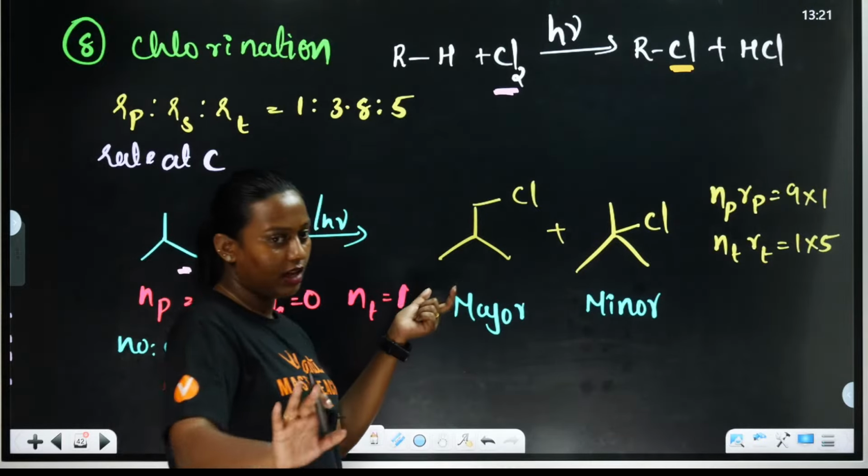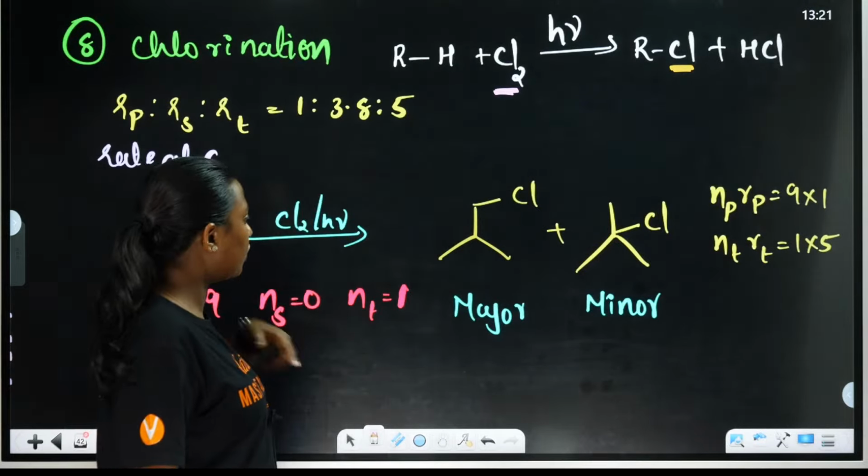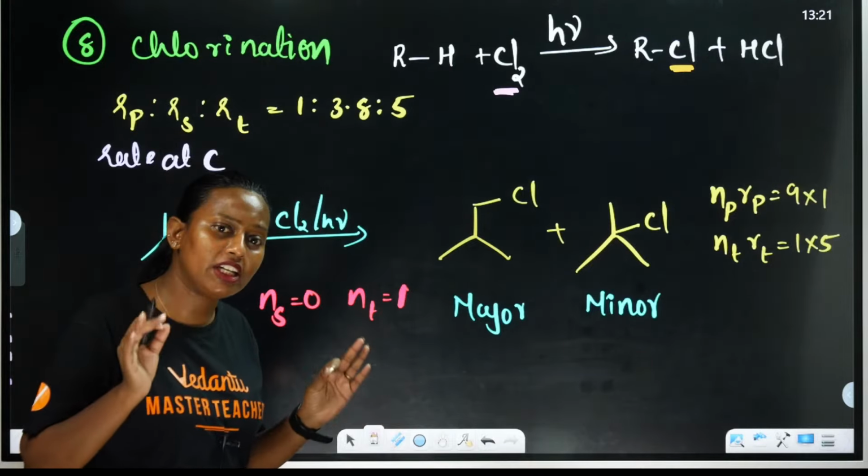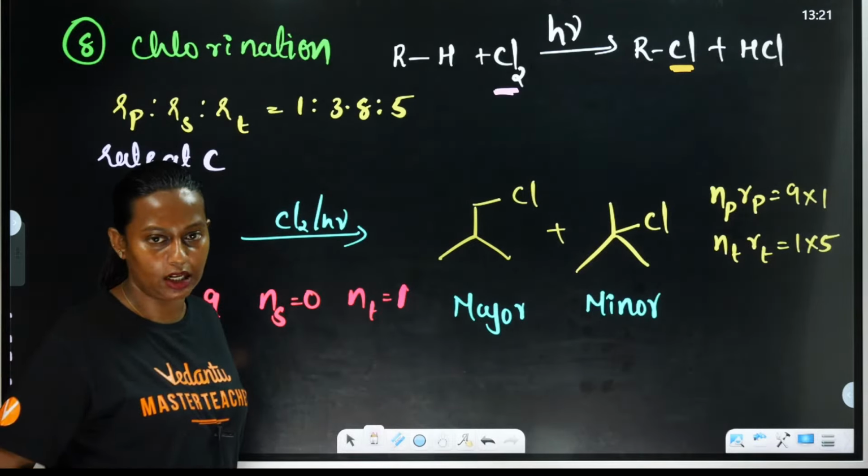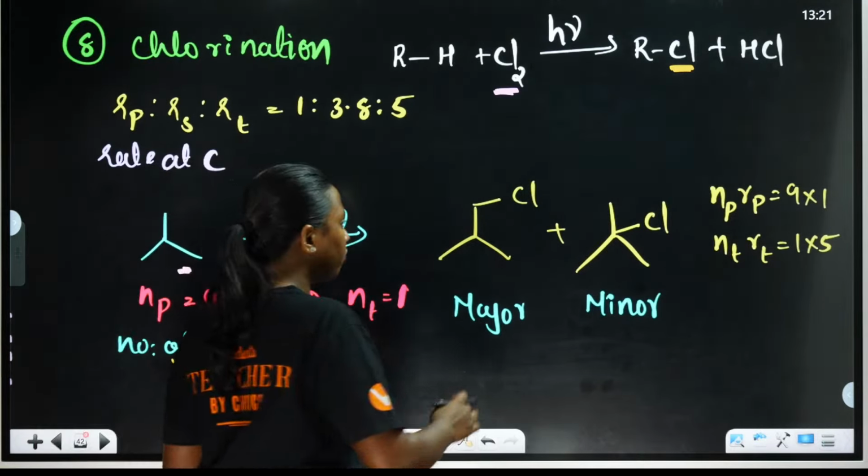Okay, so I will answer. So what happens? Normally two types of molecules can form.